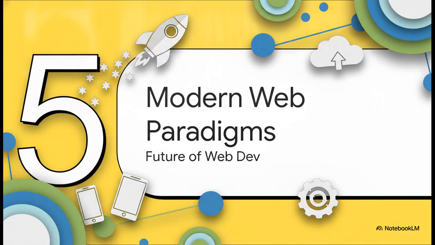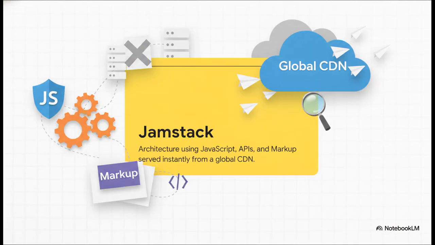Let's look ahead in Section 5, Modern Web Paradigms and the Future of Web Dev. One absolutely massive shift right now is toward the Jamstack architecture. Jamstack literally stands for JavaScript, APIs, and markup.